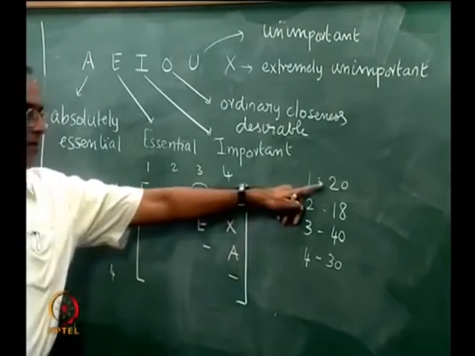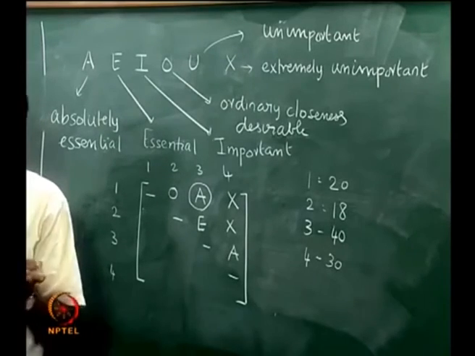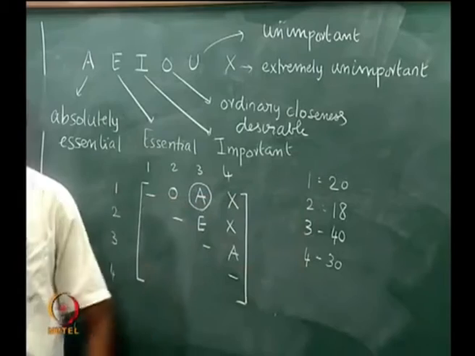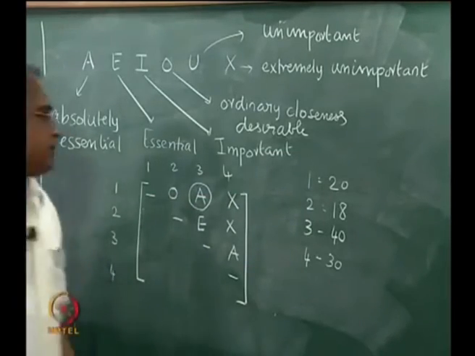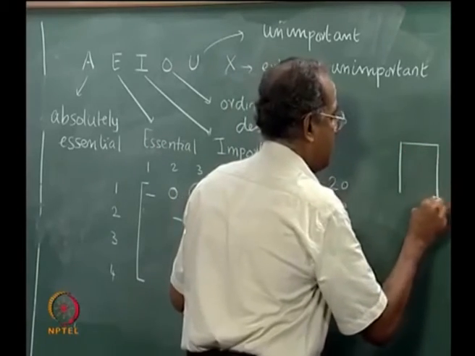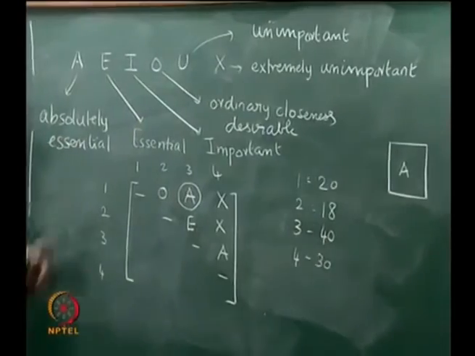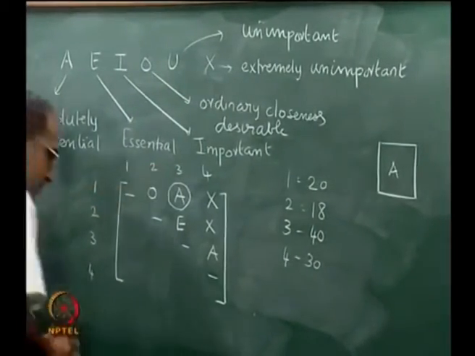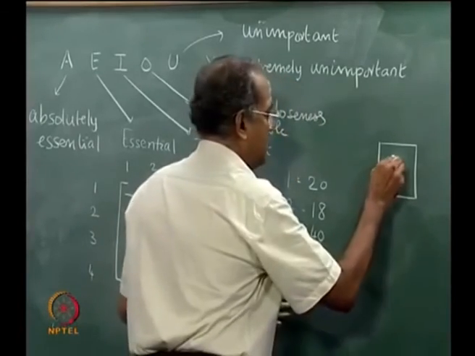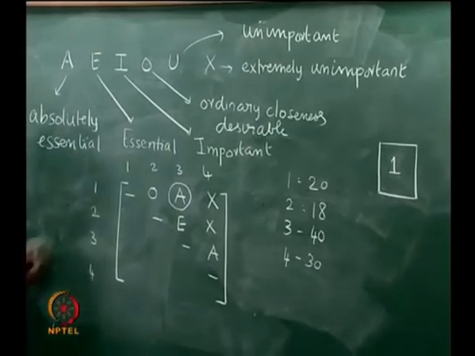Now, we realize that for 1 and 3 there is an A. So, 1 is 20 units of space. So, we could try and have a rectangle as close to a square whose area is 20. So, we could think of a 5 by 4. So, this is department 1 with area 20, 5 by 4.